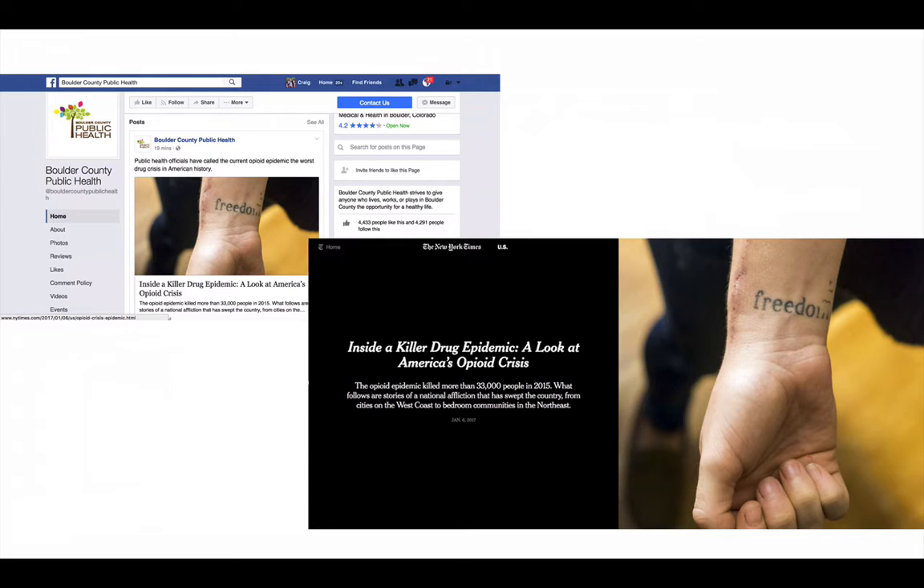So for organizations that have identified opiate and substance abuse as a top priority, here's an example of how you can easily spread and enhance the distribution of that message by only clicking on a link in the New York Times and pasting it into your feed.